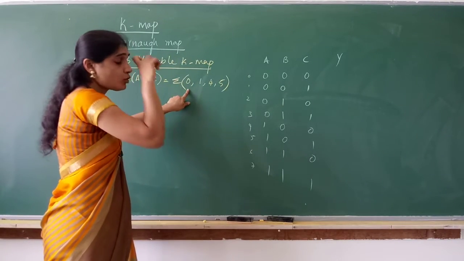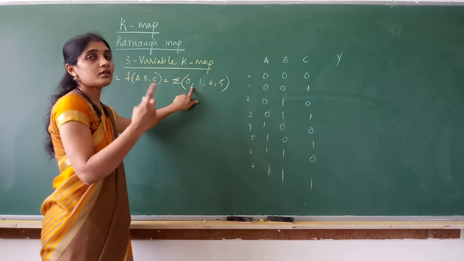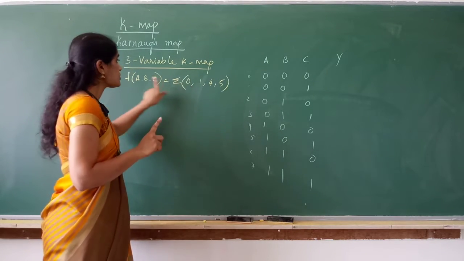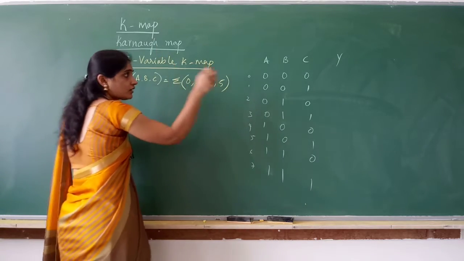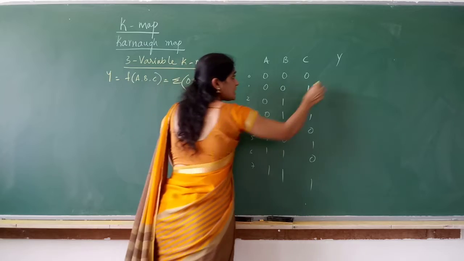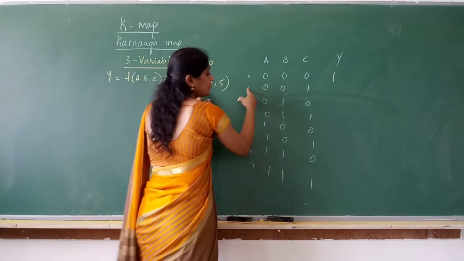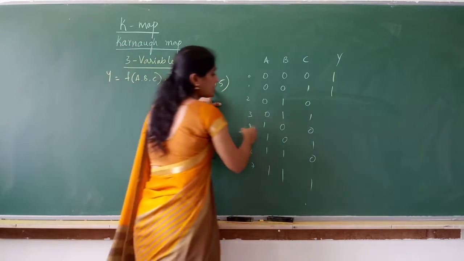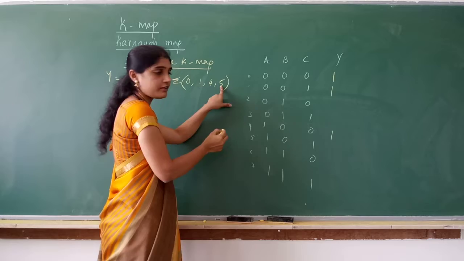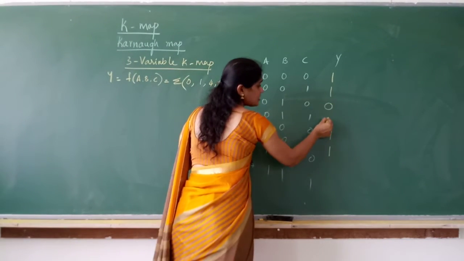Now, what is the meaning of min terms? Min terms tell us when the output will be equal to 1. For the min term 0, the output is 1. For the min term 1, the output is 1. For the min term 4, the output is 1. For the min term 5, the output is 1. For the remaining combinations, the output is 0.